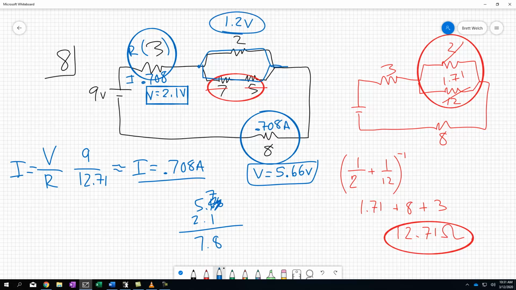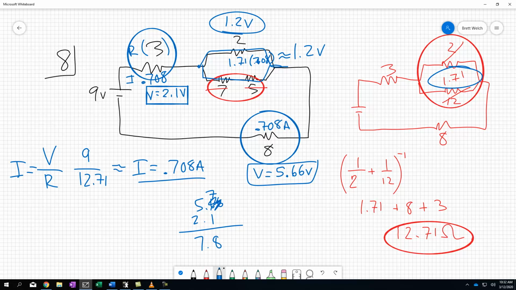Now, how do I find it if I don't just make that assumption? The way we do it is with the equivalent number. The 1.71 is the number we would use on this component of the circuit. The 1.71 times 0.708 should give us roughly 1.2. Is that correct? Yeah, we get the 1.2.